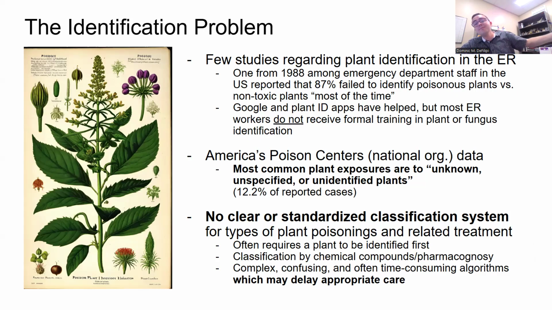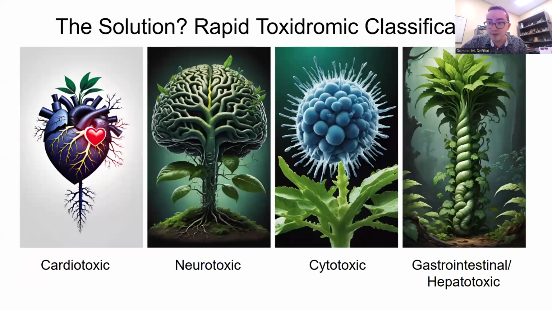So what do we do when there's no standardized or classification system? We try and come up with a solution, which in this case is rapid toxidromic classification. So broadly, a toxidrome is a gathering or a curation of all sorts of different symptoms which are associated with a poisoning of a specific type. There are many different toxidromes. There are many ways to break it down.